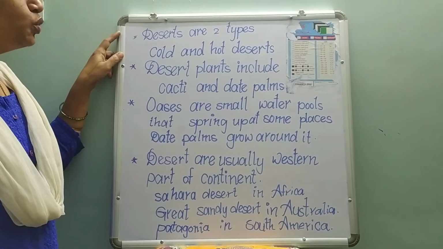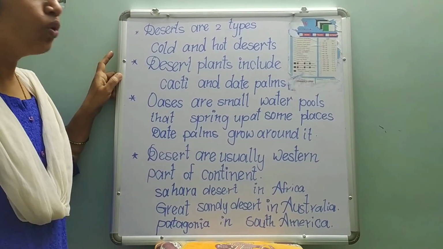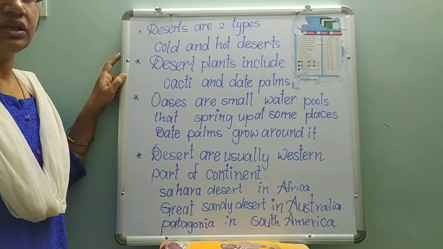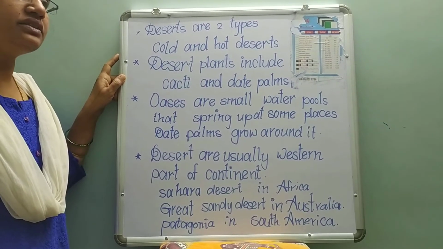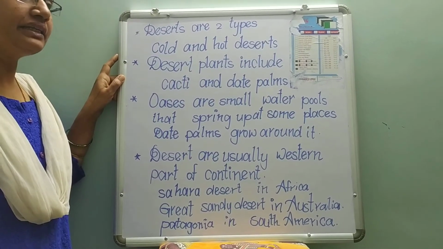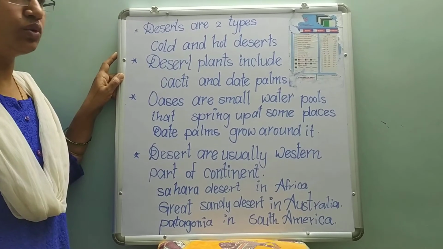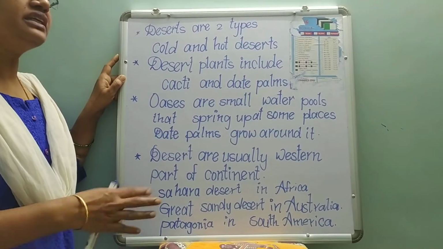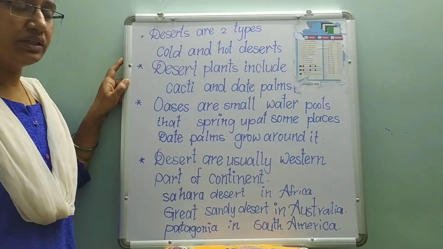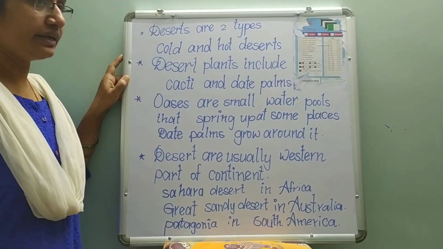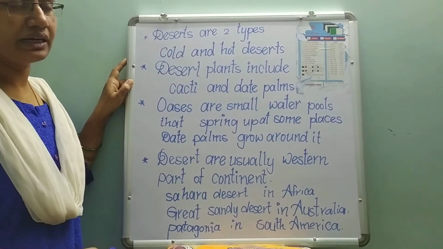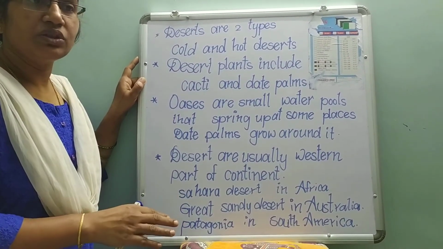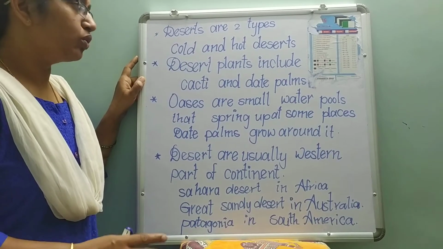There are two types of deserts, Nana: cold deserts and hot deserts. Cold deserts means the daytime is hot and the night time is cold. Whereas some other deserts are hot in the daytime and also hot at night time. Both the times, daytime and night time, are hot. And some deserts, daytime is hot and night time is cold.